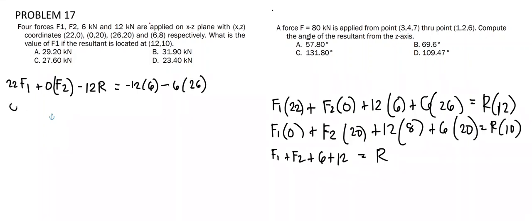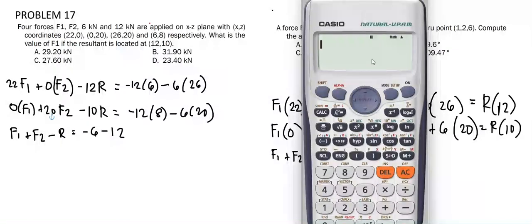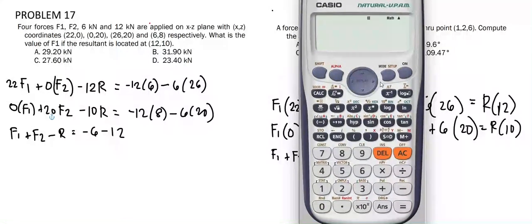For the second equation, we have 0 times F1 plus 20 times F2, and then let's move the resultant to the left side. We get negative 10 times R equal to negative 12 times 8 minus 6 times 20. And for our last equation, we have F1 plus F2 minus R equal to negative 6 minus 12. So to solve these 3 equations with 3 unknowns, we can use our calculator to solve these 3 simultaneous equations.